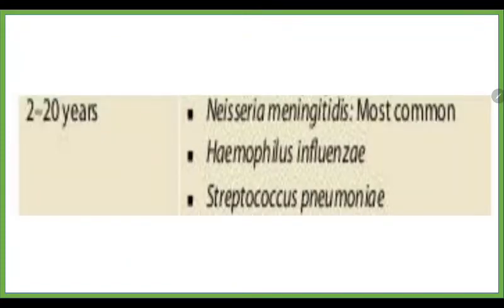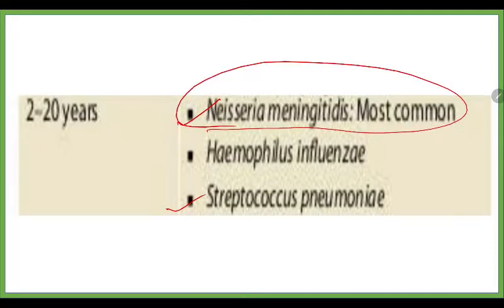Next, 2 to 20 years. The two important organisms we need to remember are Neisseria meningitidis and Streptococcus pneumoniae. These two organisms will keep coming from 2 years through older ages. Of these, in the 2 to 20 years group, Neisseria meningitidis is the most common.